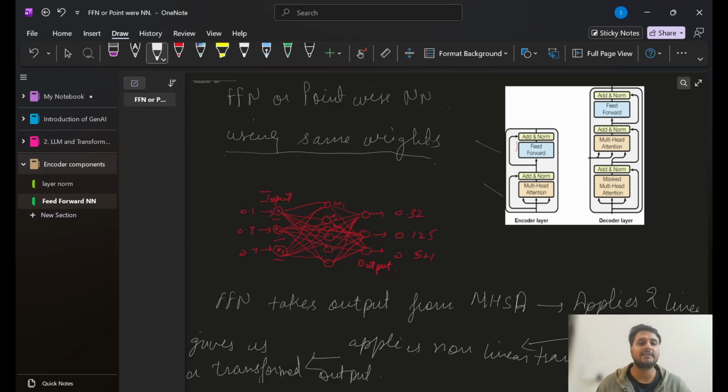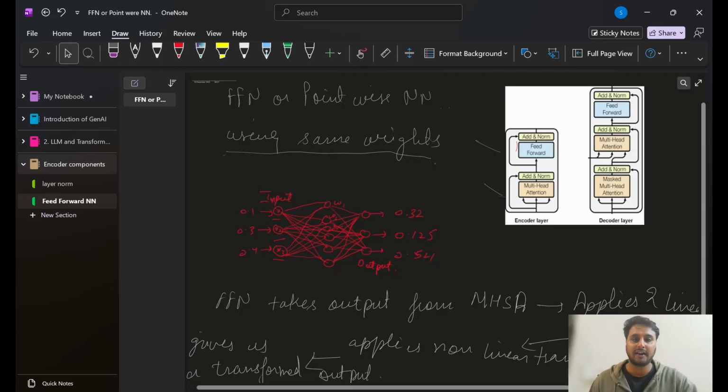Now let's understand why we need a feed-forward network. Self-attention is powerful, but it focuses on the relationship between the tokens. The feed-forward neural network is something different from self-attention. Basically, a transformer also needs to capture better semantics and abstract features.